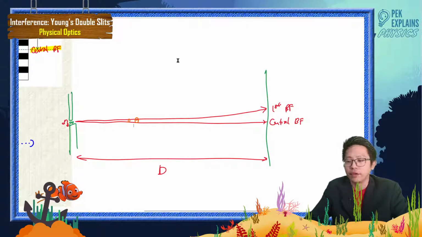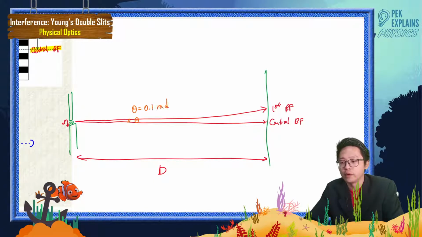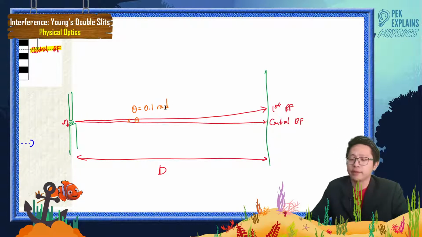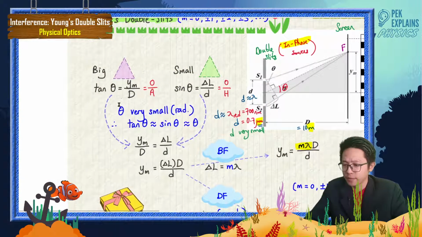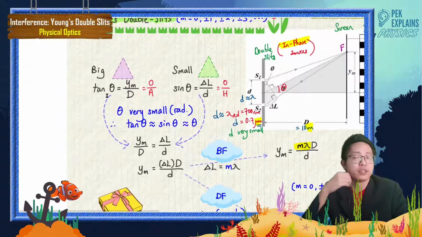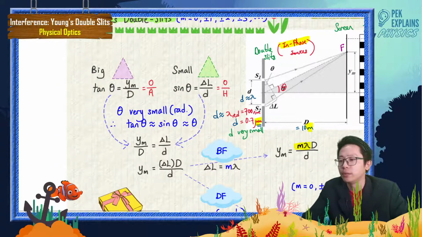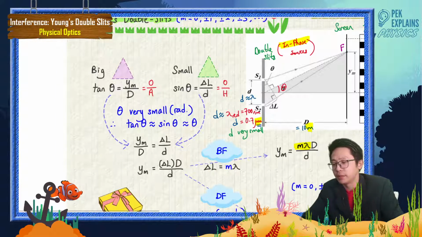The y_m becomes obvious after only a very small angle. So this theta is actually around maybe 0.1 radian. Now I want you to look at this one. This theta is very small, around 0.1 radian.